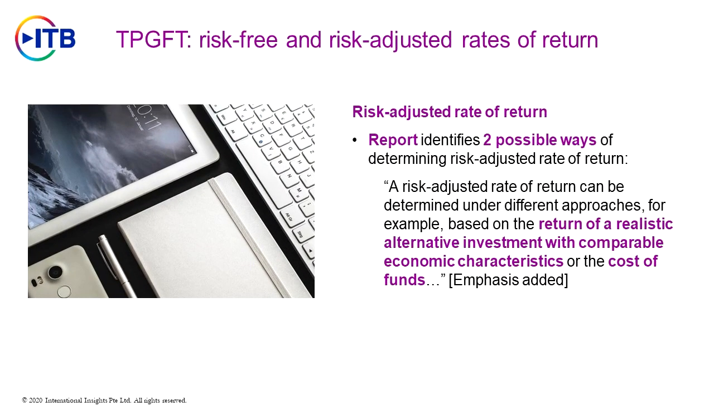The report identifies two possible ways of determining a risk-adjusted rate of return. A risk-adjusted rate of return can be determined under different approaches. For example, based on the return of a realistic alternative investment with comparable economic characteristics or the cost of funds.